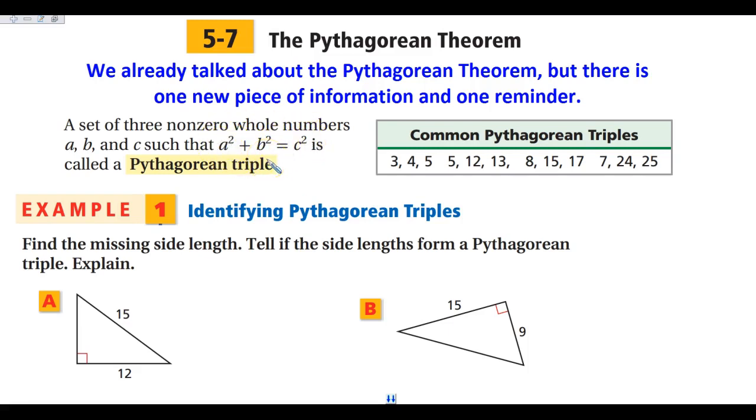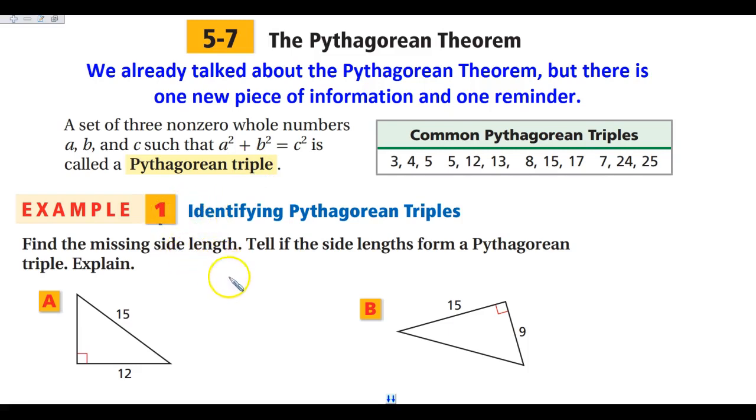So we're really just briefly going back over that, and then we're going to be talking about a little bit of a new thing and then a reminder of something that we've done before. The first thing that's new today is a Pythagorean triple.